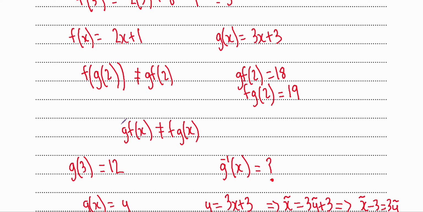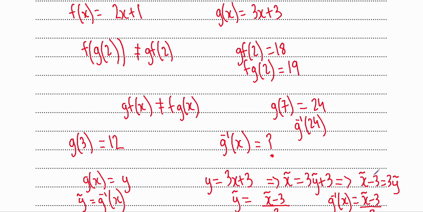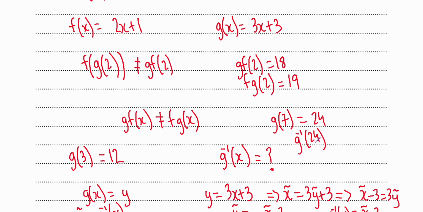Let's try another number. So if you had g of, let's say, 7, that is 7 times 3, 21, plus 3, which is 24. And let's try g inverse of 24. Well, that's 24 minus 3, that's 21 divided by 3, which is 7. So that's equal to 7. And that's how you find inverse functions.